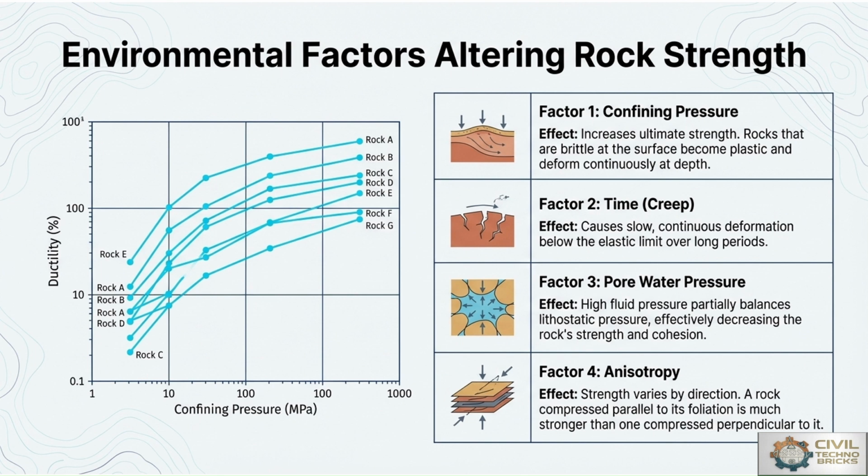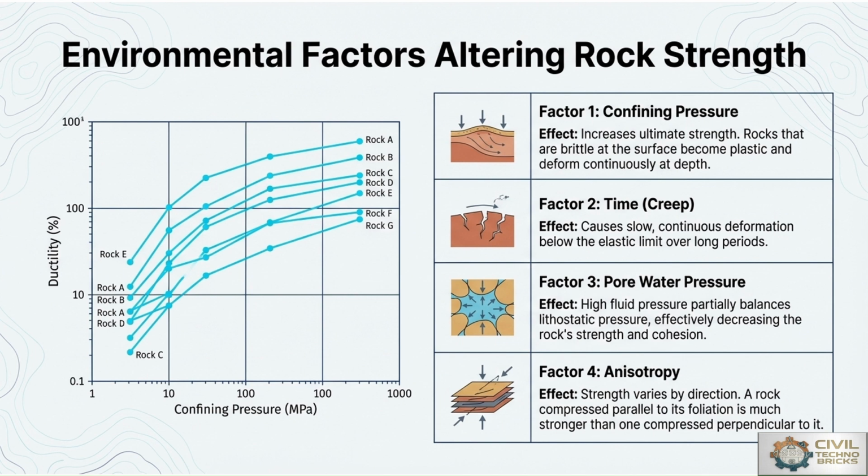The fourth one is the anisotropy, where weathering gradually decreases rock strength over time. The strength varies by direction. A rock compressed parallel to its foliation is much stronger than one compressed perpendicular to it. So the factors which act vertically downward or vertically upward, and anisotropy, are all the factors which act as stresses or forces obliquely on the tectonic plates, and all these factors are most important to consider while starting the actual execution of a project.